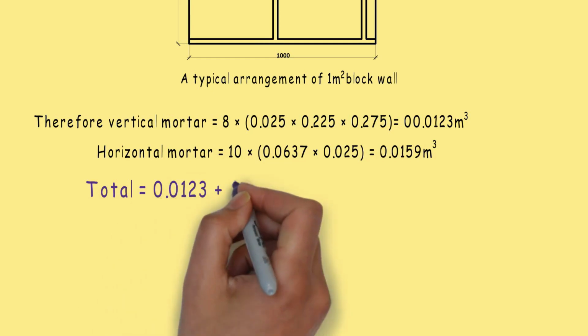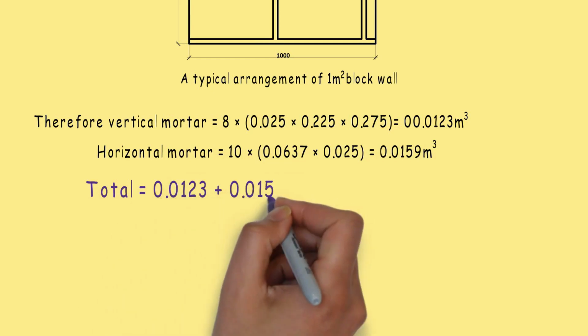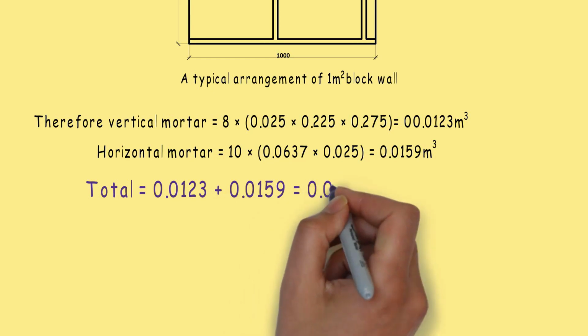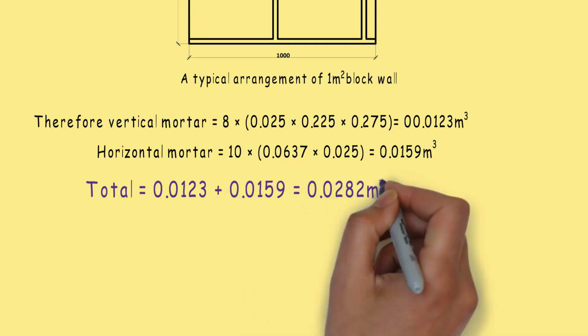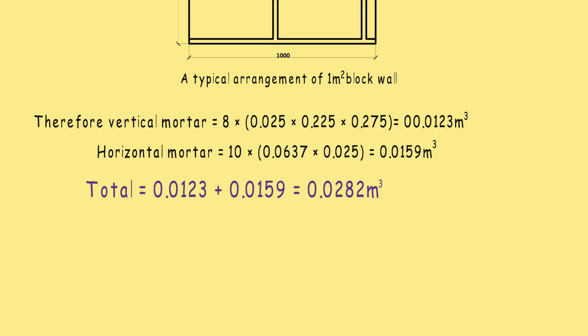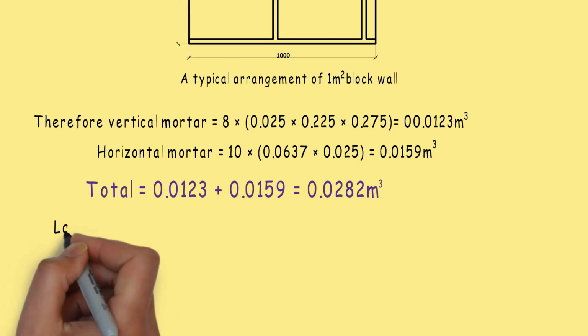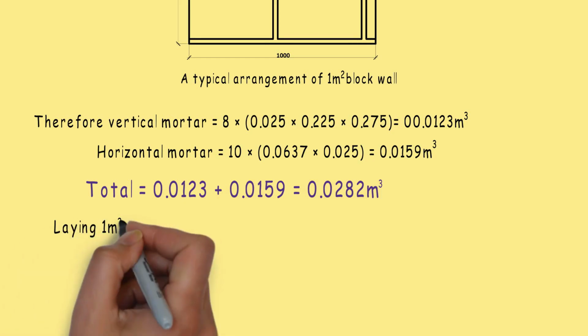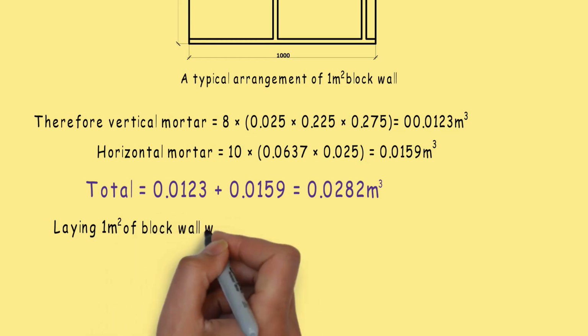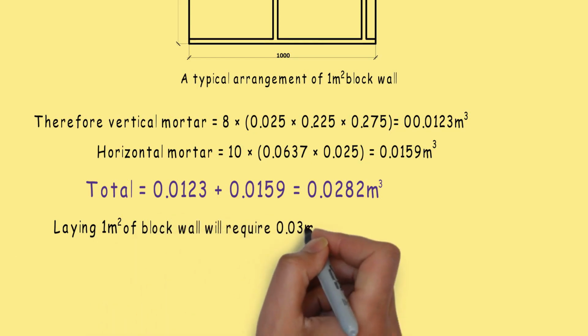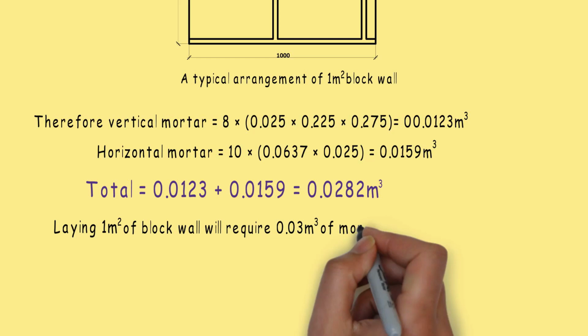The total volume will be 0.0123 plus 0.0159, which will give us 0.0282 meter cube. Therefore, the volume of mortar required to lay 1 meter square of 9 inches hollow block can be taken as 0.03 meter cube.